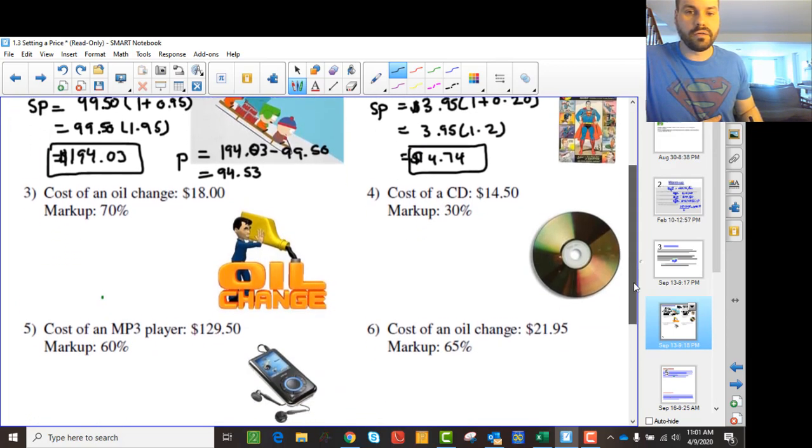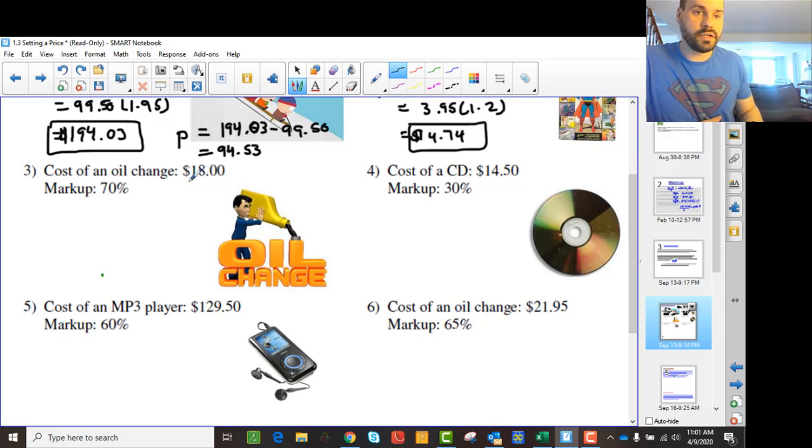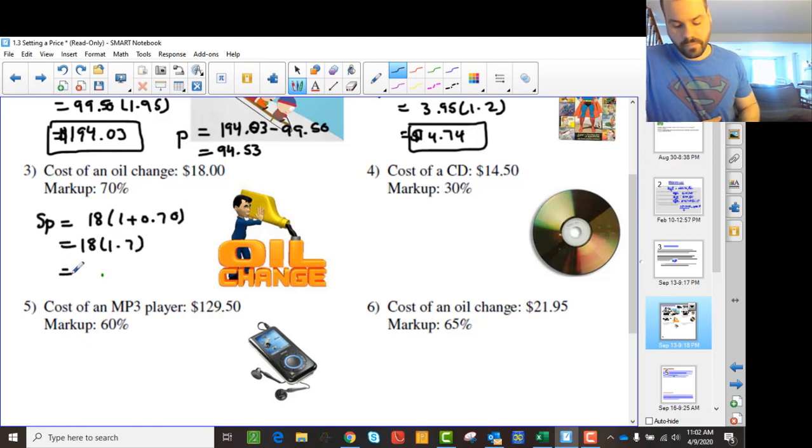Okay, same thing down here. Oil change is $18. I'm marking it up by 70%. So the sale price is going to be $18 times 1 plus 0.70, or 18 times 1.7. Okay, so I take 18, multiply it by 1.7, I get $30.60.